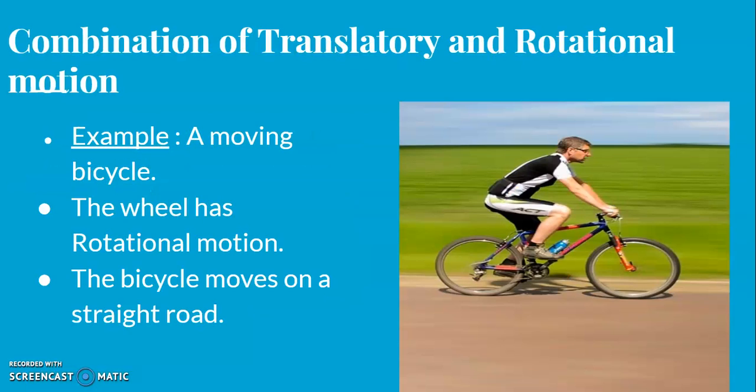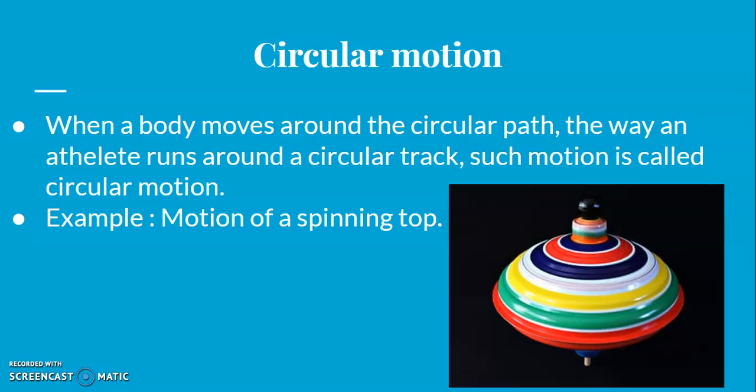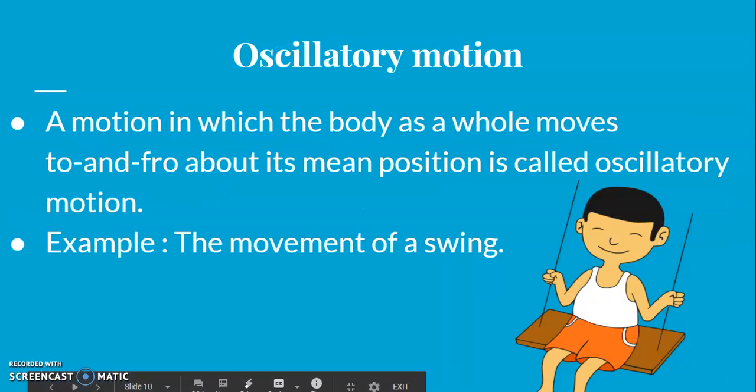Combination of translatory and rotational motion. For example, a moving bicycle. The wheel has rotational motion and the bicycle moves on a straight road. So in this motion, the translatory and rotational motion are combined. Circular motion: when a body moves around a circular path, the way an athlete runs around a circular track, such motion is called circular motion. For example, the motion of a spinning top.